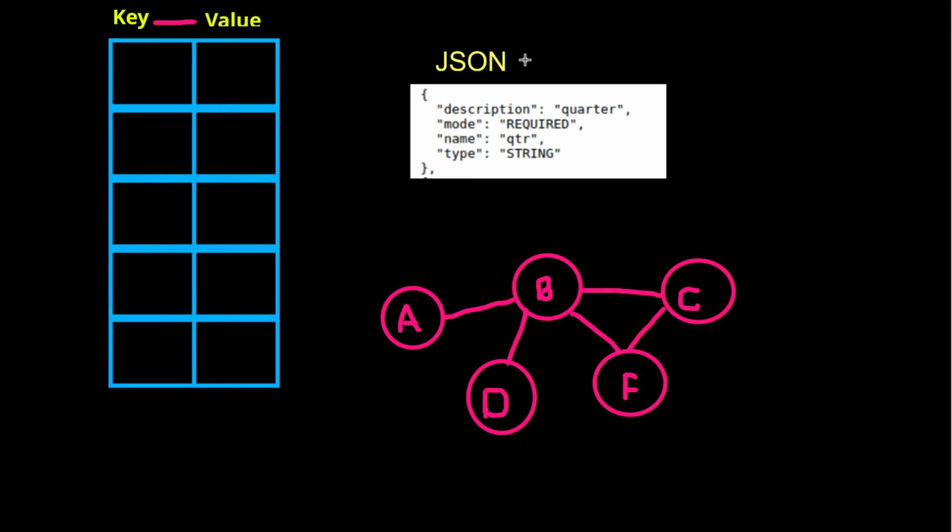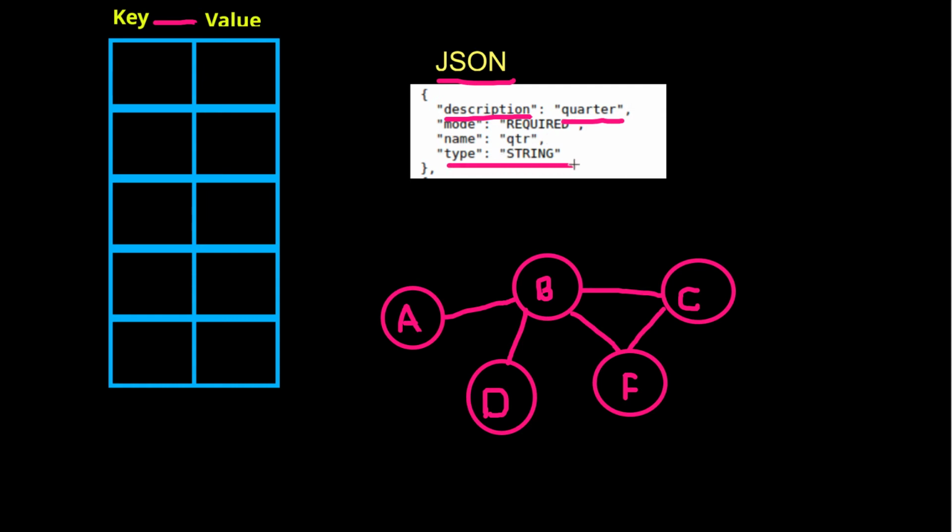Now let's get into a more realistic example of where you would actually use HashMaps in programming. One last note we'll mention, key value pairs are found in a lot of different places. One of them is JavaScript object notation, which, if you haven't heard of it, is a way that a lot of people like to store data, especially when exchanging data through things like APIs. So as you can see here, it's sort of simple. We have a key, which is in this case a string called description, and the value here is a string called quarter. Mode is required, the name is QTR, and the type is a string.